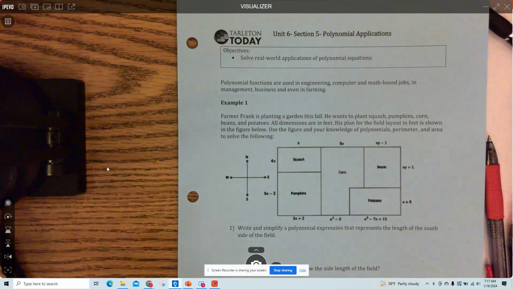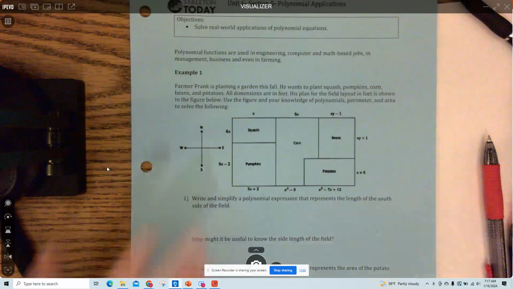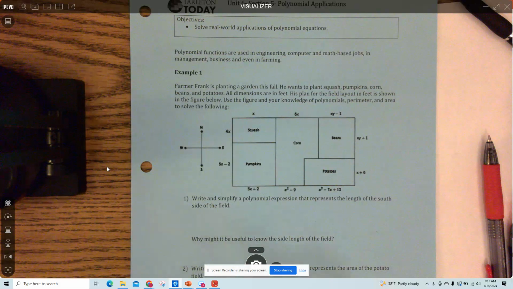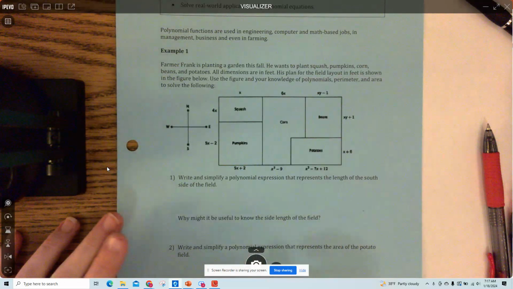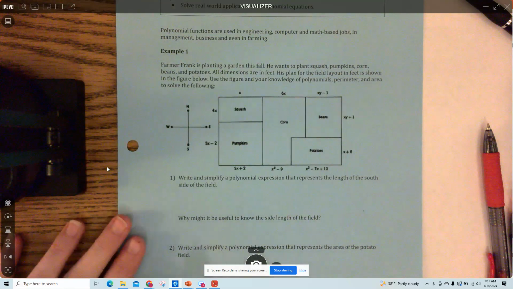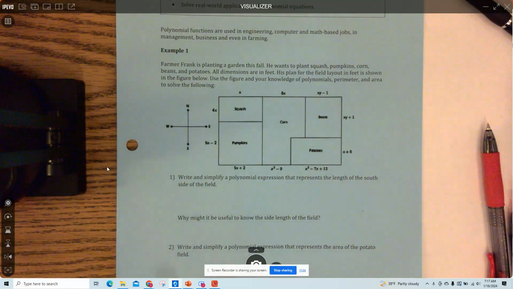Okay, so polynomial applications, where we're going to see this stuff in the real world. Polynomial functions are used in engineering, computer, and math-based jobs, in management, business, and even in farming. So here we go. Farmer Frank is planting a garden this fall. He wants to plant squash, pumpkins, corn, beans, and potatoes. All dimensions are in feet. His plan for the field layout in feet is shown in the figure below. Use the figure and your knowledge of polynomials, perimeter, and area to solve the following.